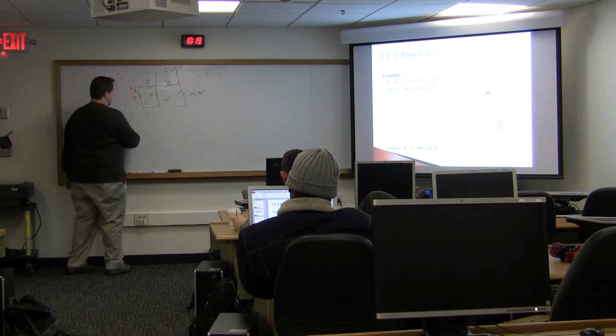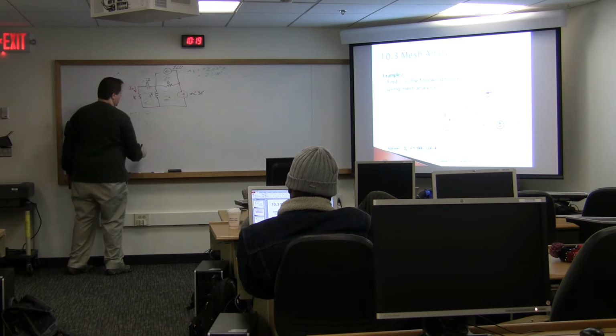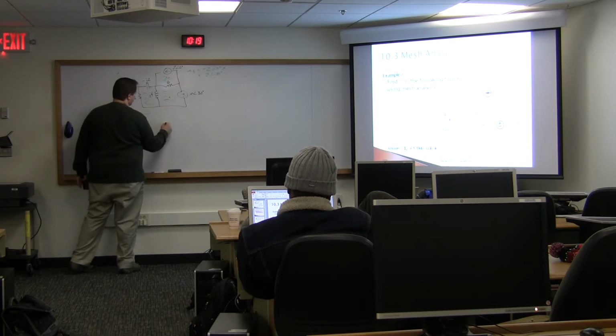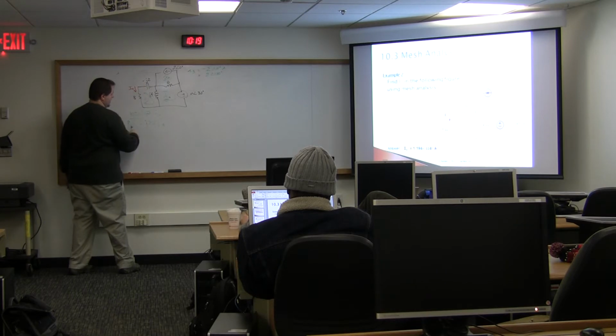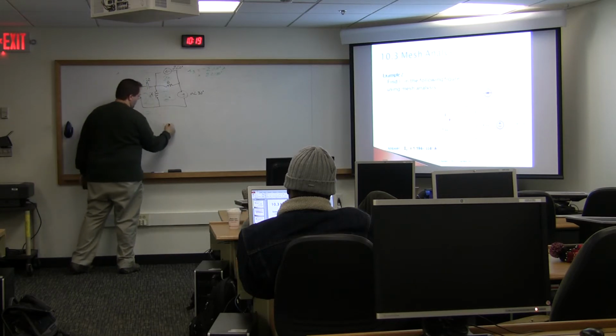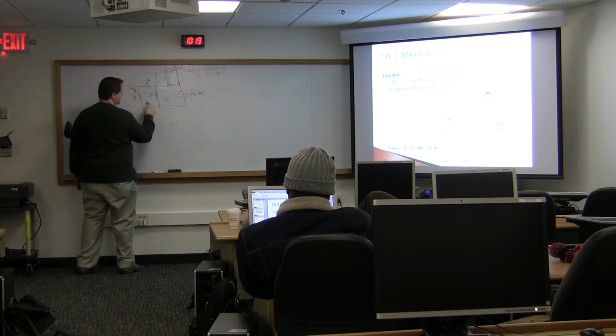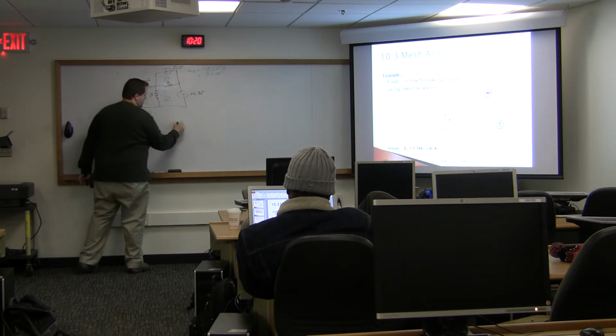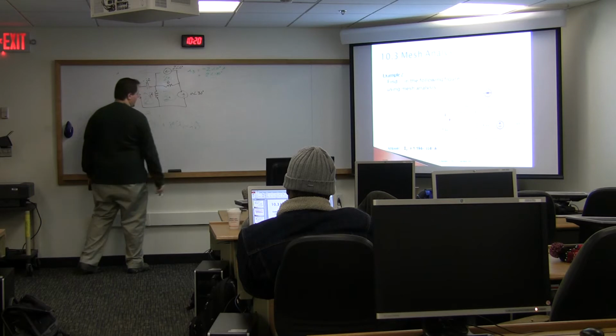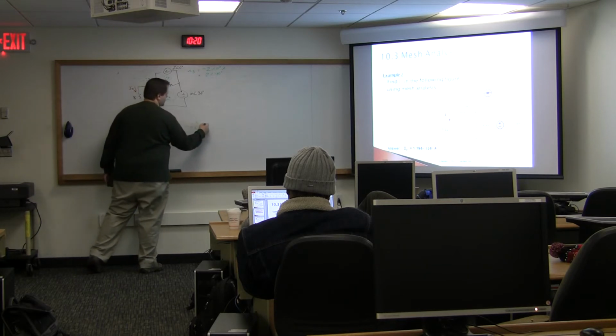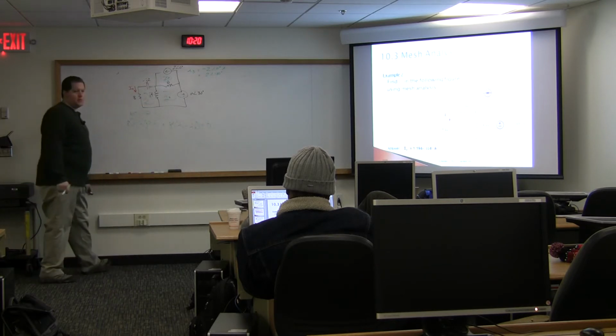So 8 I1 minus J2 I1, and then minus is just because of the negative that's there, plus J4 times, again, the loop I'm in, I1, minus the loop that's opposing that flow, I2, and I'm back to where I started, so that equals 0.